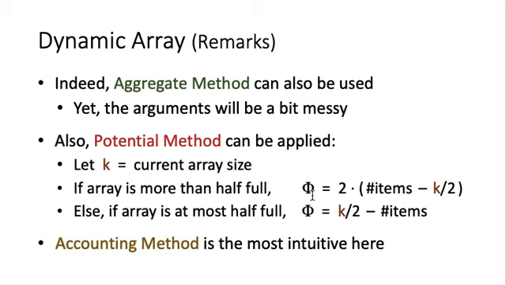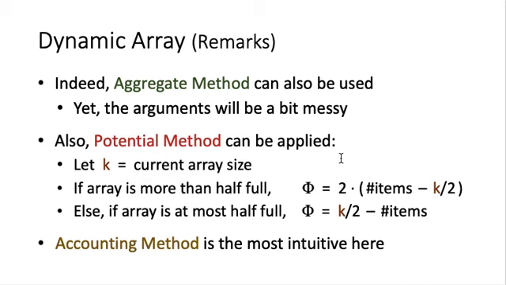Here, the potential function we may set to be something like this. It depends on whether the current status of the array is more than half full or less than half full. If it is more than half full, we set the potential function to be equal to 2 times the number of items minus k over 2. On the other hand, if the array is at most half full, then the potential is equal to k over 2 minus the number of items in the array. When the array is exactly half full, the potential function is equal to 0 in both cases.